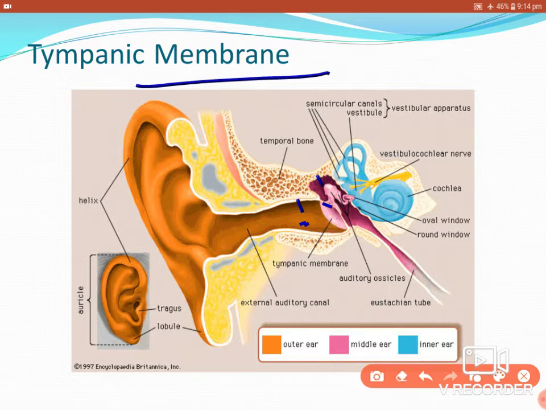The medial surface is convex. Here we can see the attachment of the handle of the malleus bone to the medial surface. A muscle is also attached to the handle, the tensor tympani, which pulls the tympanic membrane towards the middle ear. That's why the medial surface is convex and the lateral surface is concave.